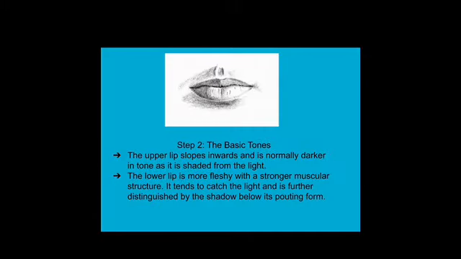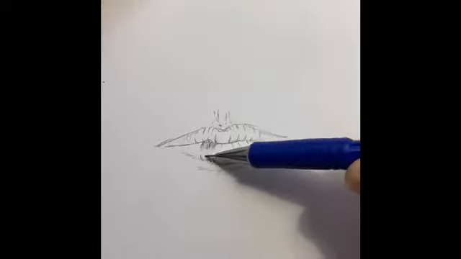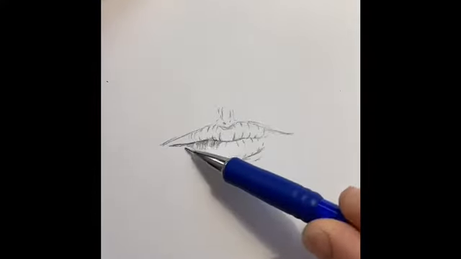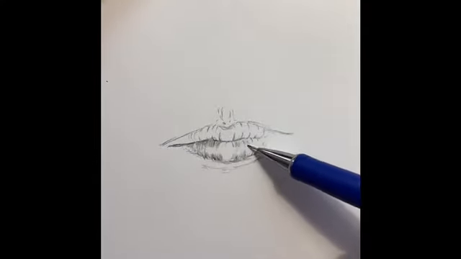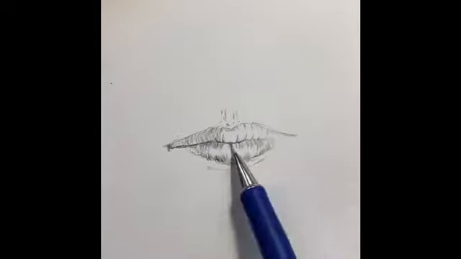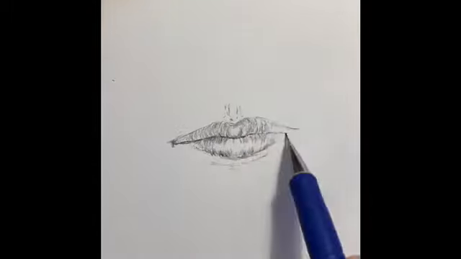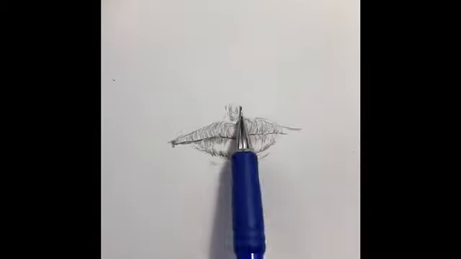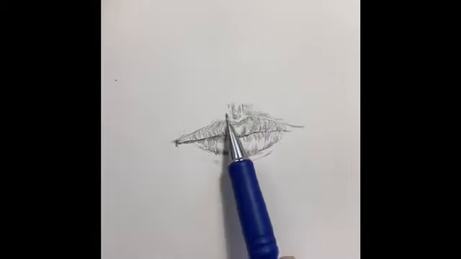Step 2. The basic tones. The upper lip slopes inwards and is normally darker in tone as it is shaded from the light. The lower lip is more fleshy with a stronger muscular structure. It tends to catch the light and is further distinguished by the shadow below its pouting form.